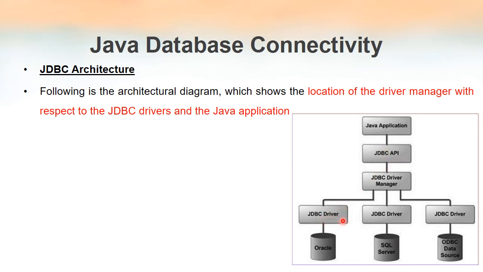The first one is the JDBC API, and the second one is the JDBC driver API. The JDBC API helps us to connect our Java program with the JDBC driver manager, and the JDBC driver API helps to connect this JDBC driver manager with the particular JDBC driver that we have to use.